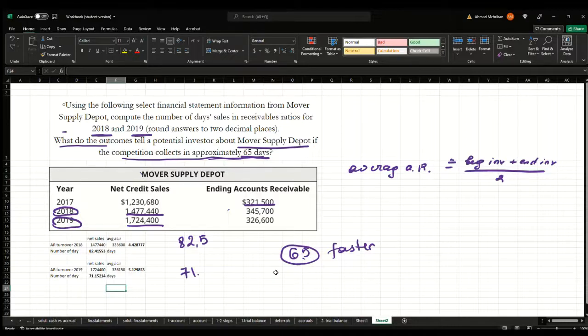It doesn't say that it's better, more efficient, or much more profitable. It only tells us that they collect in 65 days, whereas Mover Supply Depot collects in more than 70 days in 2019, and more than 80 days in 2018. That's it.